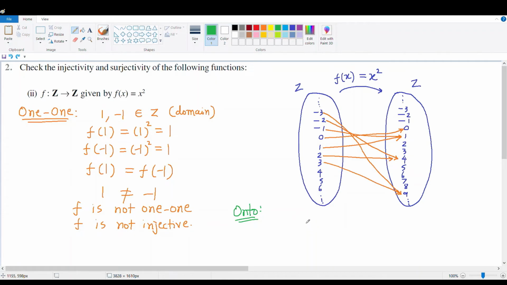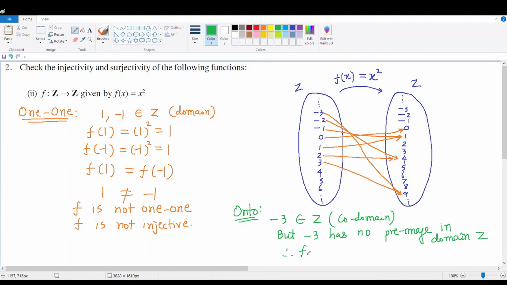So we are going to say that -3 belongs to Z, and in this case the codomain, but -3 has no pre-image in domain Z, therefore f is not onto, or you can say f is not surjective.